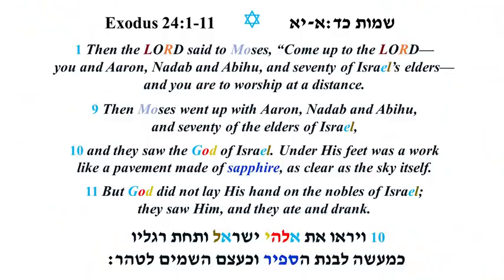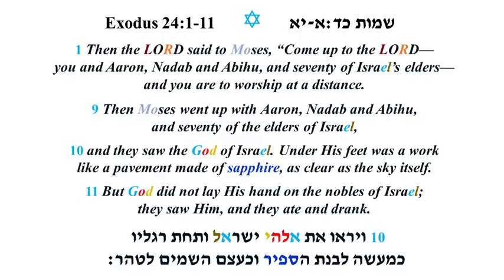All right. Exodus 24, verses 1 through 11. We're not going to read them all. But here's another example of 70. It says, "Then Yahweh said to Moshe, come up to Yahweh, you and Aaron, Nadab and Abihu, and 70 of Israel's elders, and you are to worship at a distance." Then Moshe went up with Aaron, Nadab, and Abihu, and 70 elders of Israel. And they saw the God of Israel. Under his feet was a work like a pavement made of sapphire, as clear as the sky itself.